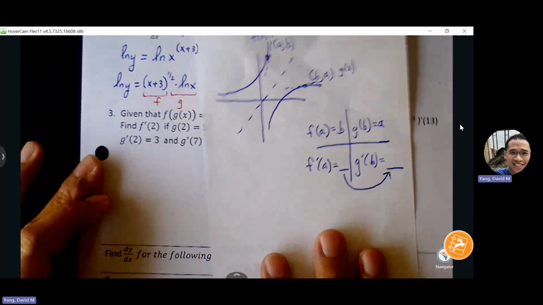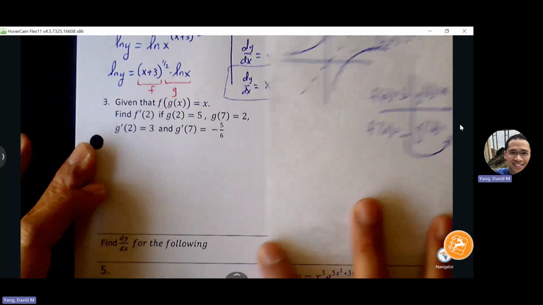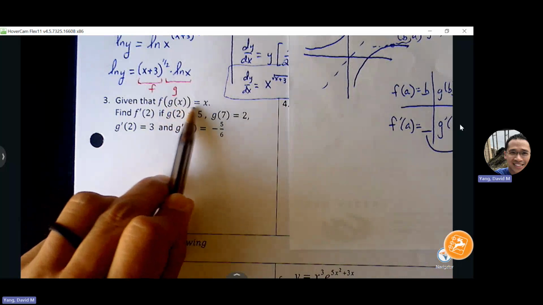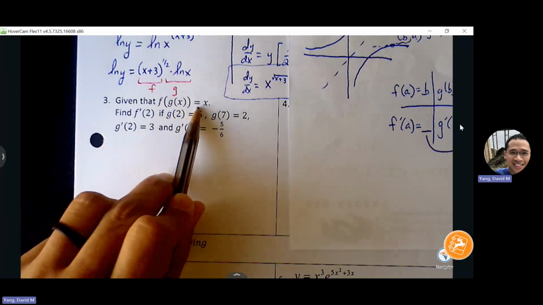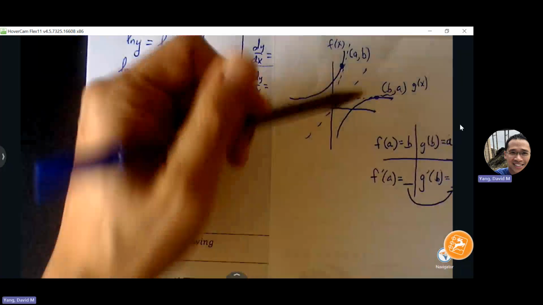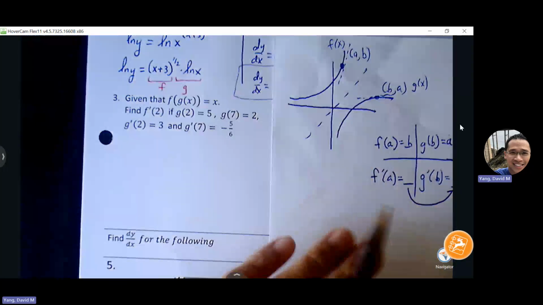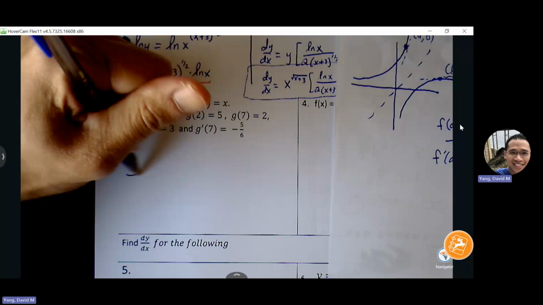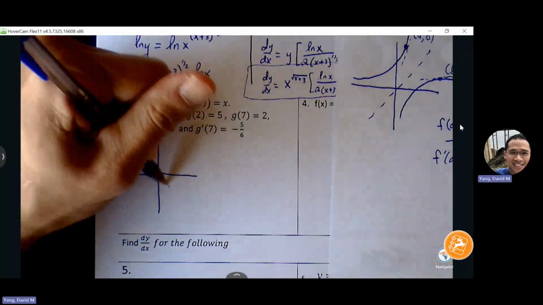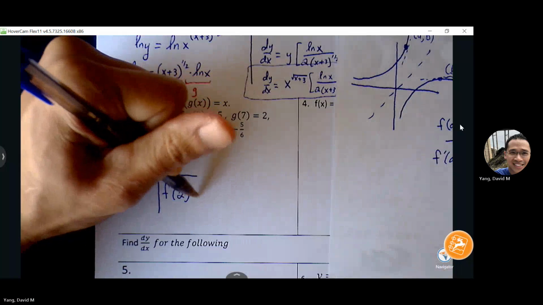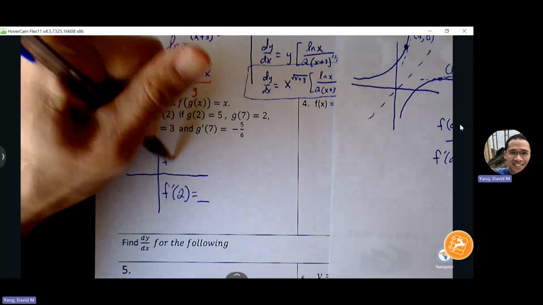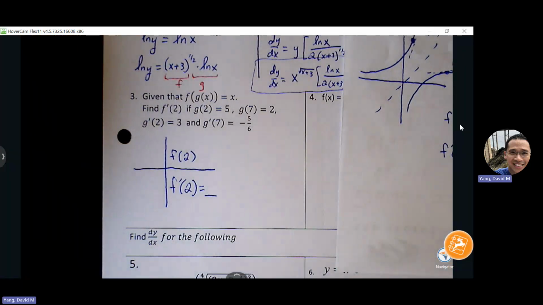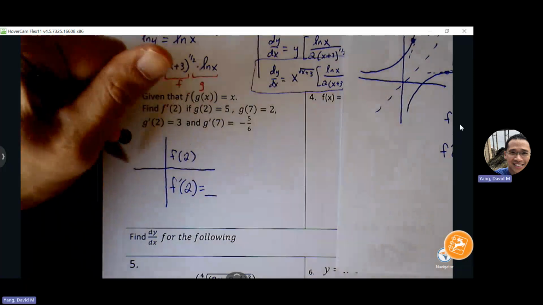Okay, so this one feels a little bit backwards, but number 3 is the same idea. F and G are inverses of each other. That's what that first line tells us. If I insert one into the other, I get x in return. That's going to be that asymptote that is dividing the two graphs, or the dividing line. So I want to find f prime of 2. I know my end goal is here. I know that 2 is the x value of my f graph. So 2 must be the y value of my g graph.